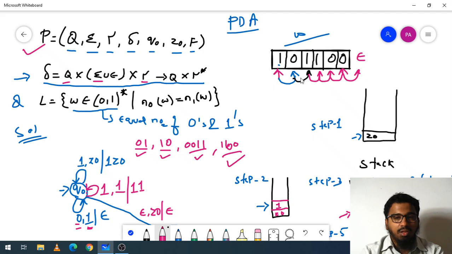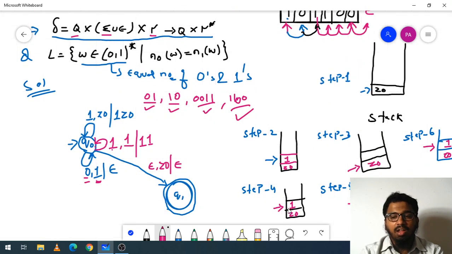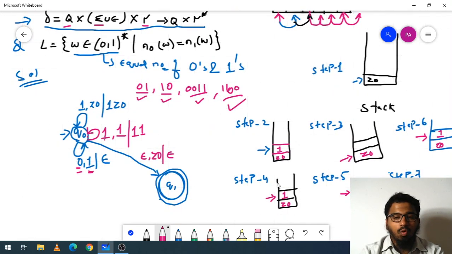Next, the header is moved to the 1. What is this 1? 1 is sigma. And what is this other one? We are adding it in the stack here. Step 4, so 1 comma 1, then 1 1. We are getting 1 1.